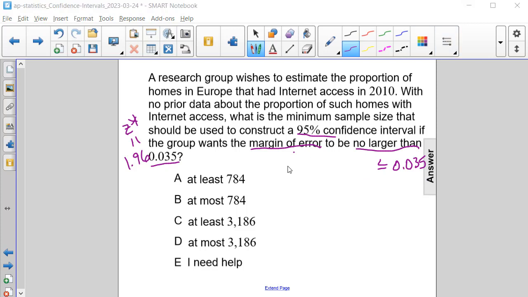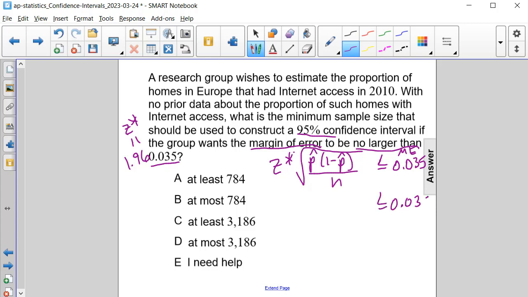So the margin of error is the section of the confidence interval formula that multiplies our critical value, Z star, times the square root of p hat times 1 minus p hat, which is again our sample proportion, all divided by n. And we know that that has to be less than or equal to the margin of error. And we already substituted the margin of error into our inequality. So now we have our critical value Z star. We can substitute that in.